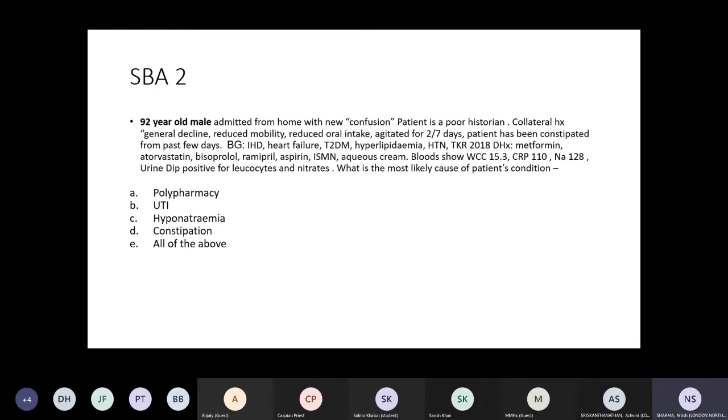Okay, I'm opening the poll. First of all, you need to identify what the condition is. Okay, I'll just start the poll.